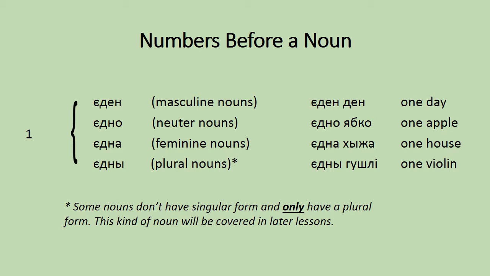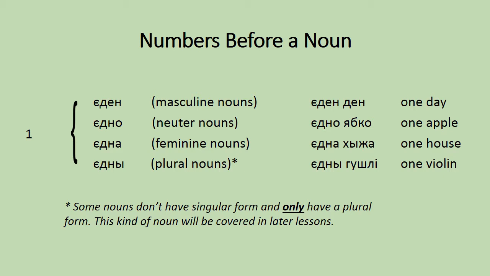The numbers 1 and 2 in Lemko have various forms if they are used to describe a noun. First, we'll go over the 4 ways how to say the number 1 when a noun follows. Jeden. Jeden is used for masculine nouns. Jeden den. 1 day.